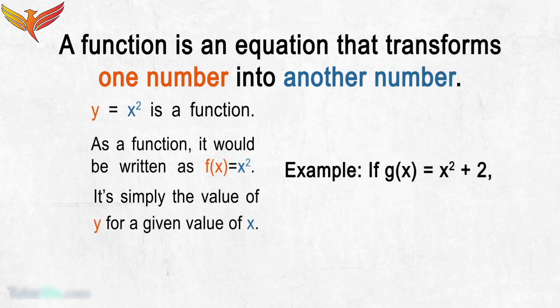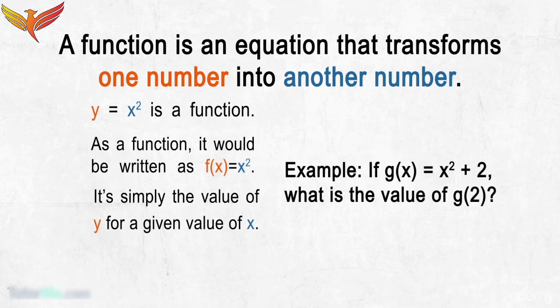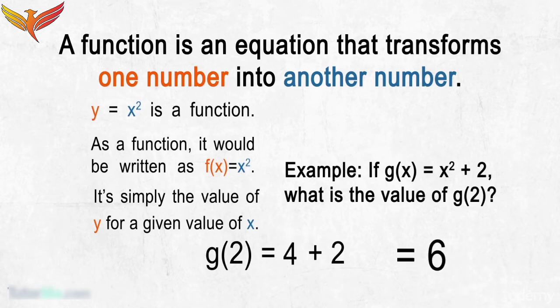Let's take a look at an example. If g of x equals x squared plus 2, what is the value of g of 2? This looks much more complicated than it actually is. All g of 2 means is plug 2 in for x and complete the operation. So g of 2 equals 2 squared plus 2. That gives us 4 plus 2, which is 6.